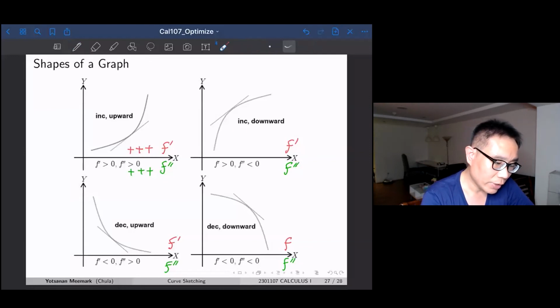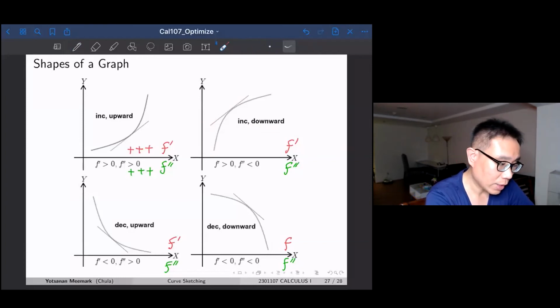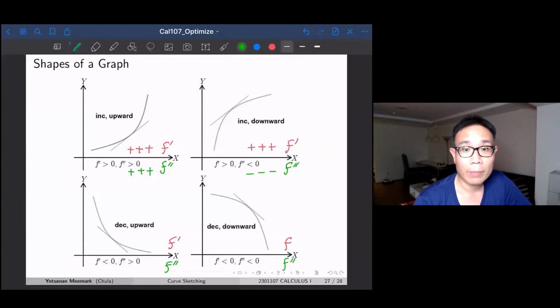And you have increasing concave down. Increasing is going to look like this one, and concave down means that the graph is below the tangent line. So in this case, it's going to be positive for f prime and negative for f double prime.